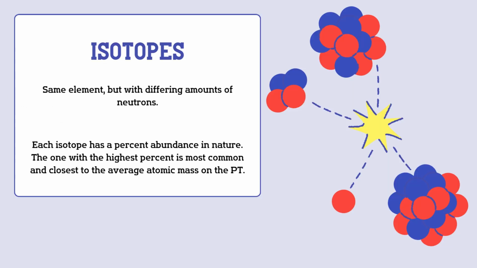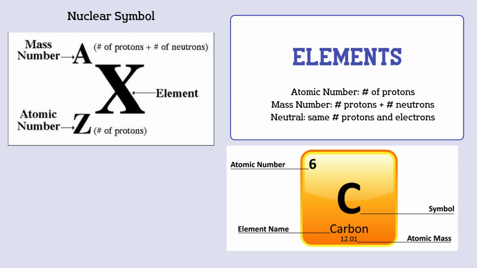Isotopes tie into this. Isotopes are the same element, which means they have the same number of protons, but they have a different amount of neutrons. Each isotope has a percent abundance in nature. The one with the highest percent is the most common and closest to the average atomic mass, which is shown on the periodic table, which, if you remember, is this right here.